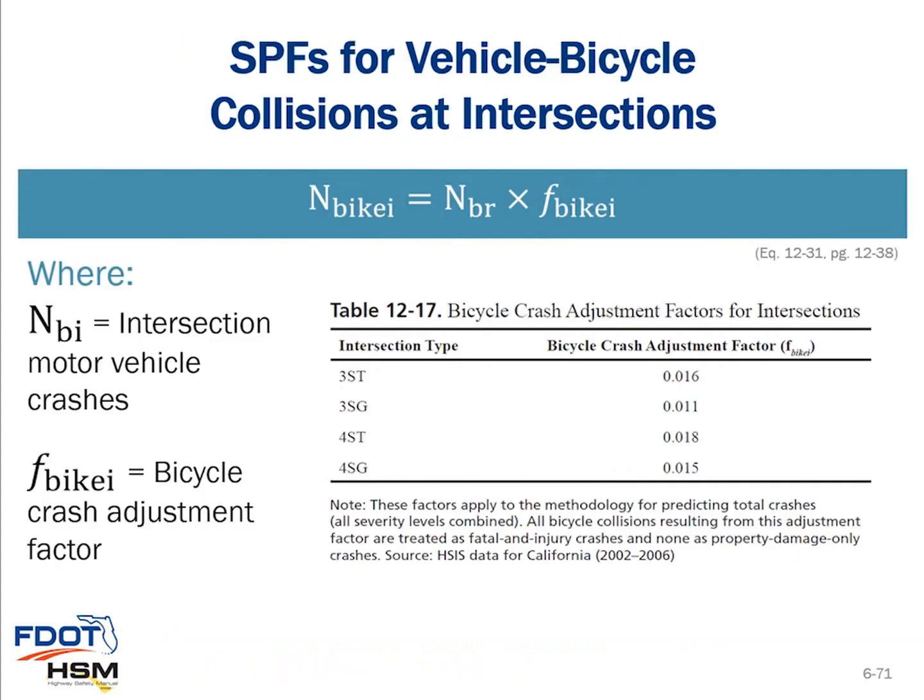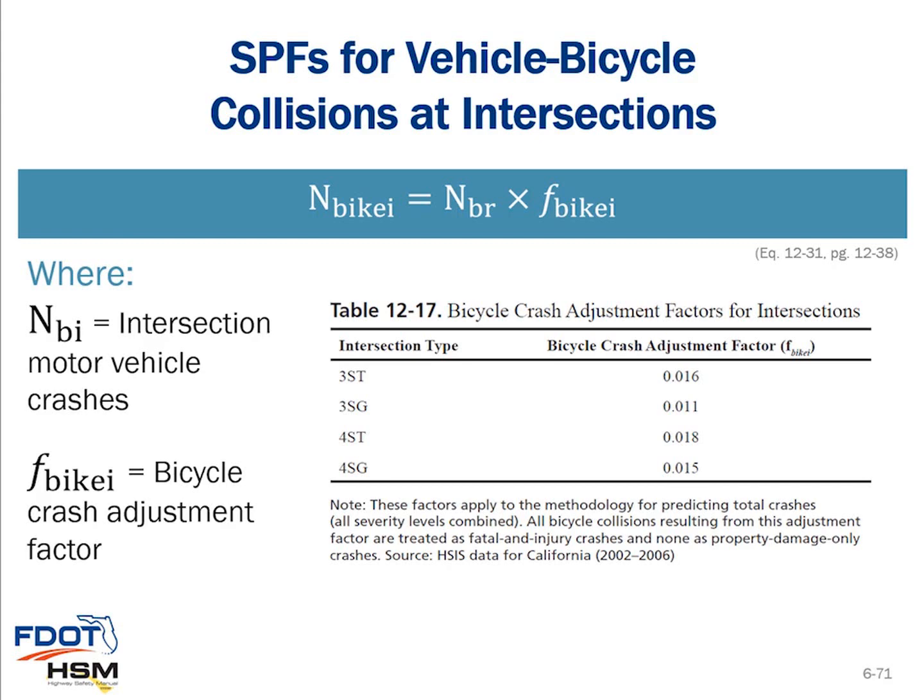The vehicle-to-bicycle collisions is very similar to what we previously looked at for the vehicle-bike collisions for a segment. It is basically that total overall N sub BR, which is the motor vehicle predicted, times a bike factor. The only difference in this table and what you saw before is because intersections typically don't have to worry about speeds, we do not have the breakdown between less than 30 miles per hour and greater than 30 miles per hour. It's just a factor based upon the intersection type, and you multiply that by the overall N predicted for the motor vehicle component.